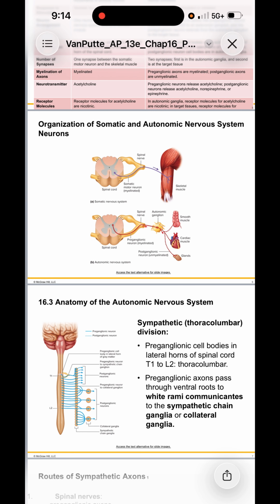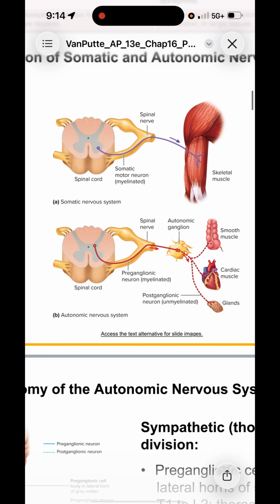Organization of somatic and autonomic nervous system neurons. A. Somatic nervous system: spinal cord, spinal nerve, somatic motor neuron, myelinated, skeletal muscle. B. Autonomic nervous system: spinal cord, spinal nerve, autonomic ganglion, preganglionic neuron, myelinated, postganglionic neuron, unmyelinated, smooth muscle, cardiac muscle, glands.